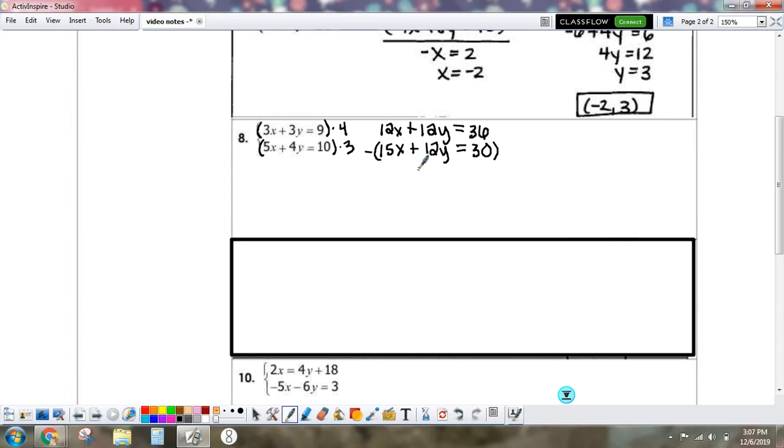12 minus 15 is negative 3x. 12 minus 12 is 0. And 36 minus 30 is 6. Divide both sides by negative 3, and I get x equals negative 2. So I can go ahead and plug this in. Doesn't matter which equation you choose. You pick whatever one's easiest for you. I'm going to use the top one. So I'm going to plug negative 2 in for x in the top one. And then I'm going to solve.